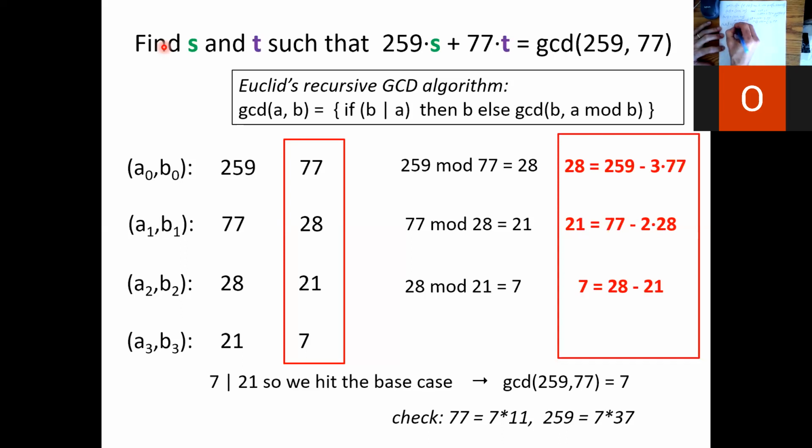So let's recall that the end result of this was that 28 is 259 mod 77. Okay, so this is my next call, 77, 28. Now the relation I found between them was that 21 was 77 minus 2 times 28, and I will represent it like this. And what I wanted on the level of this algorithm was to compute 77 mod 28, and this was the result of this computation. So what the Euclidean algorithm does is try to compute this, and this is just the technique that it uses, right?